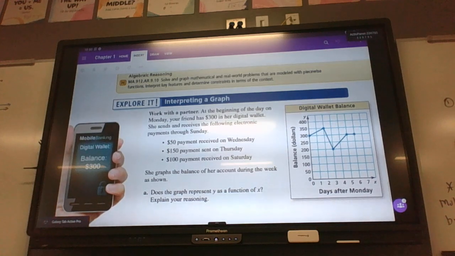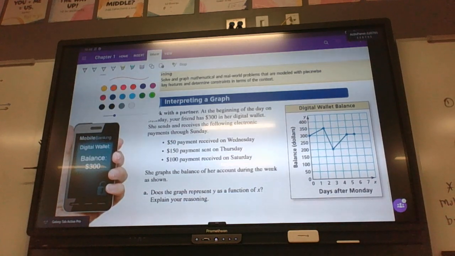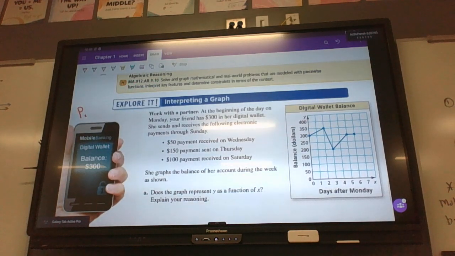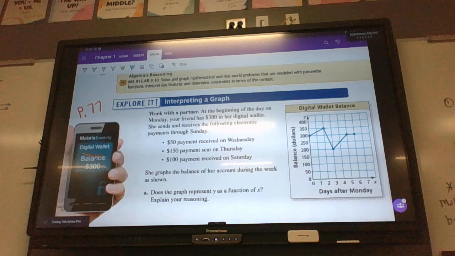Again, page 77. This is talking about a digital wallet. They didn't put any names on here, but what's a digital wallet, you guys? What's a digital wallet? My credit card's in my digital wallet, but what's the app called that it's in?